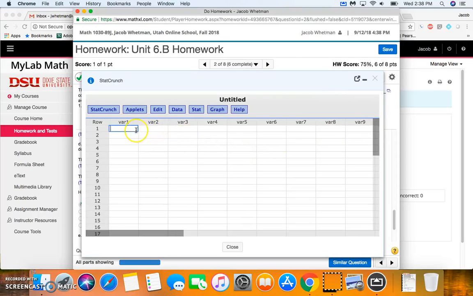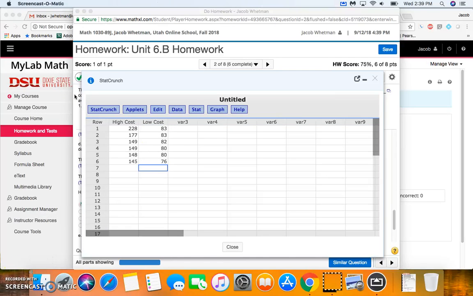So what I'm going to do is this one I'm going to call the high cost, and those numbers were 228. Well, I'm going to do high cost, low cost, and then I'm just going to type these in. So I'm going to pause the video and get them all typed in. Okay, so now I've got both sets of data in here.